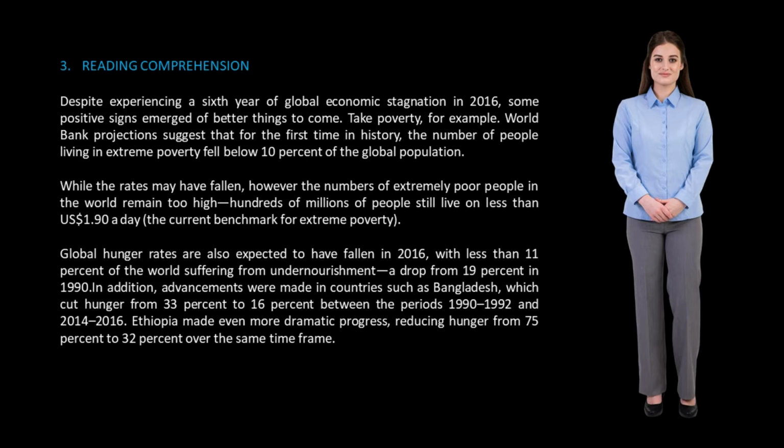In addition, advancements were made in countries such as Bangladesh, which cut hunger from 33% to 16% between the periods 1990 to 1992, and 2014 to 2016. Ethiopia made even more dramatic progress, reducing hunger from 75% to 32% over the same time frame.